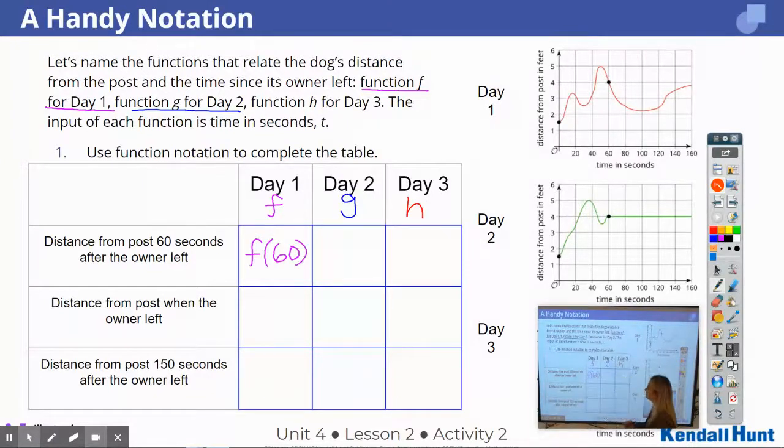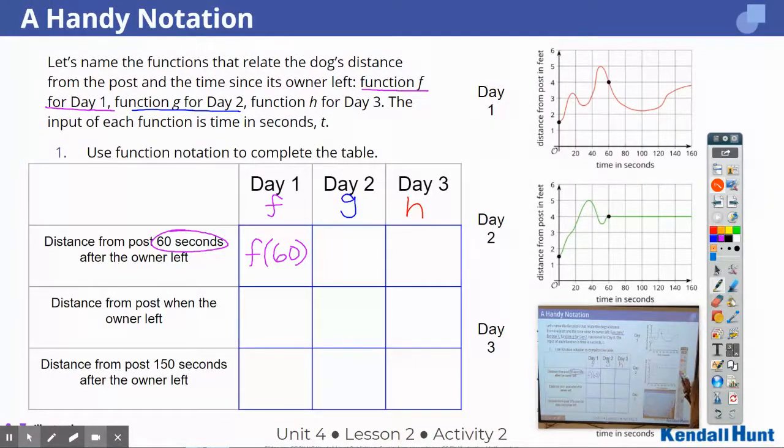So in the parentheses, I put 60. And 60 represents the seconds after the owner left. So F tells me it's day 1, and the 60 in parentheses is the input, because time is almost always your input, and then it's 60 seconds after the owner left.